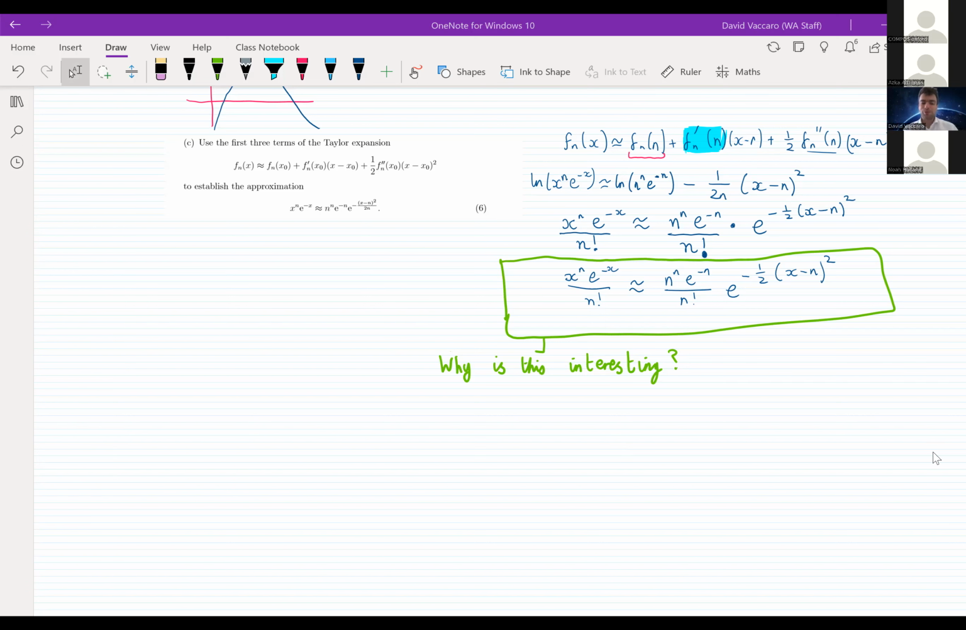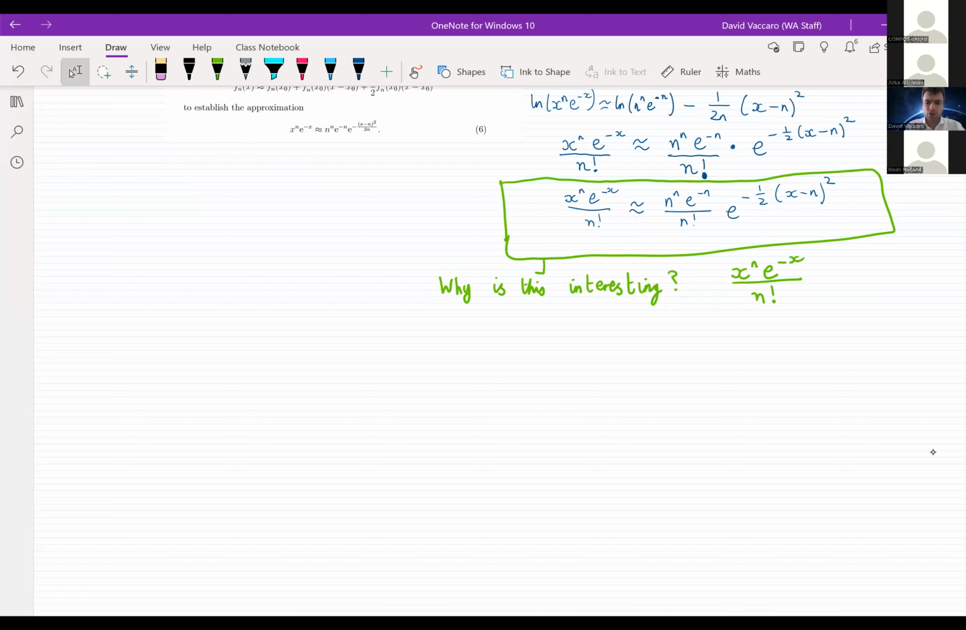Where else in your mathematical studies have you seen something that looks like x to the n e to the minus x over n factorial? Okay. I could do it slightly differently, I suppose. I could write it as lambda to the n e to the minus lambda over n factorial. My stylus is, I think, out of battery.